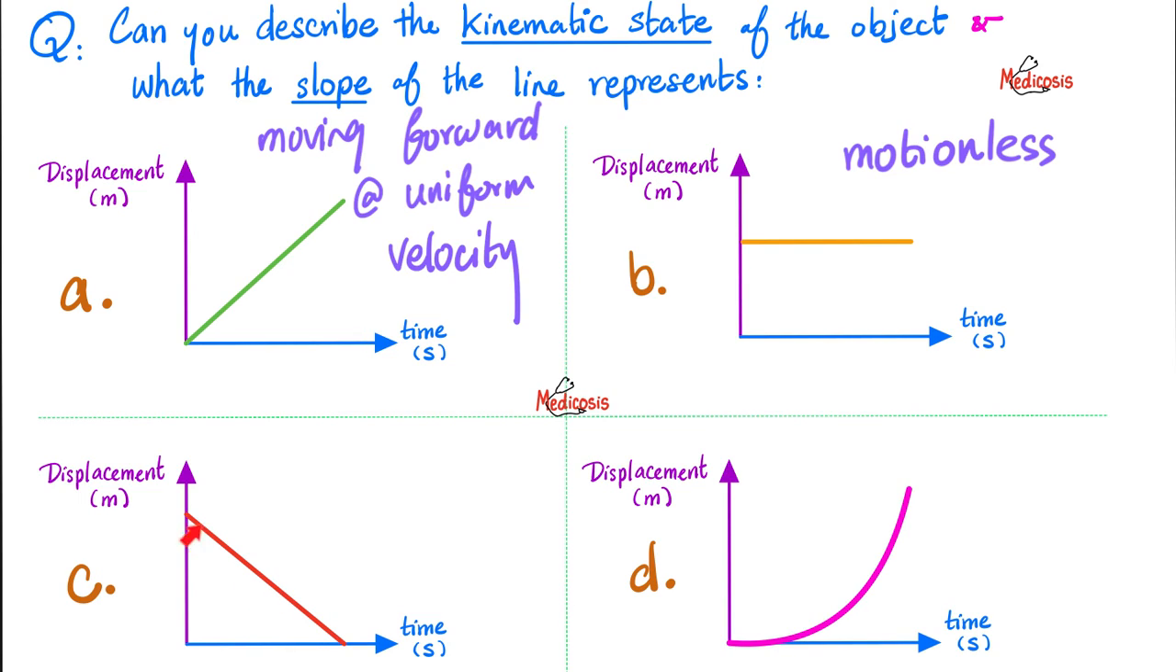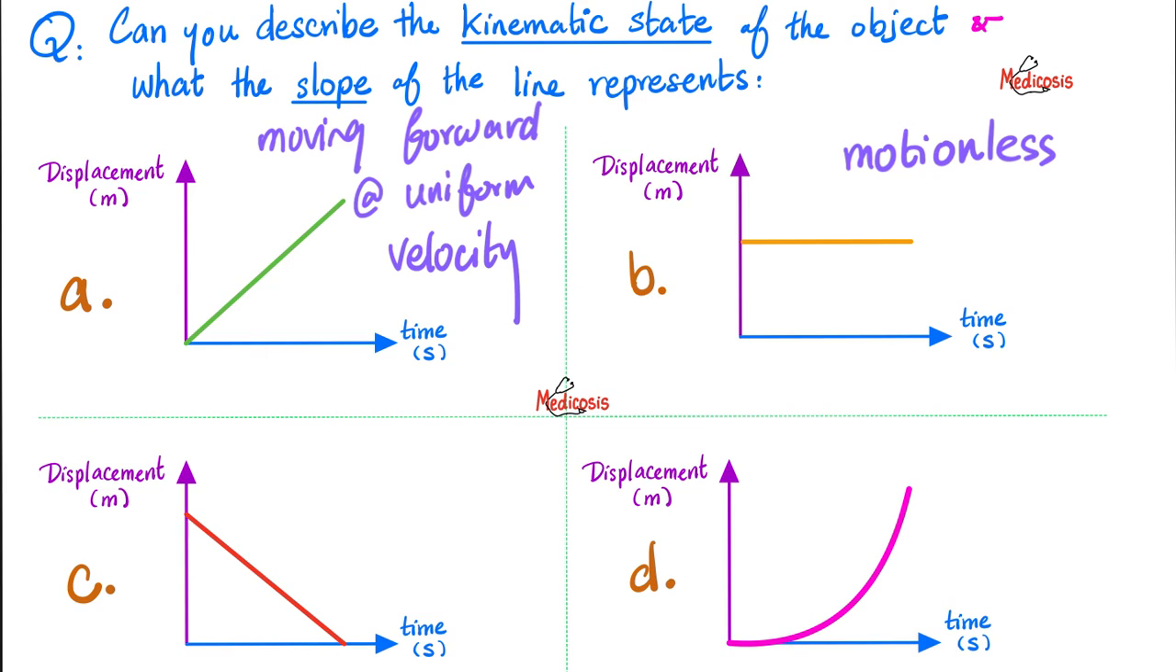Some students will say, oh, the object is slowing down. No, because if the object is slowing down, the line will never be a straight line. If this is a straight line, it means that the velocity is uniform. It's a constant velocity, not a changing one. It's uniform velocity. So what's going on?